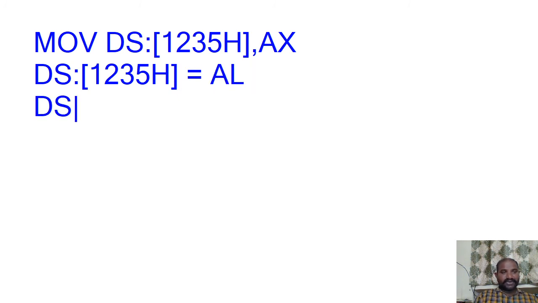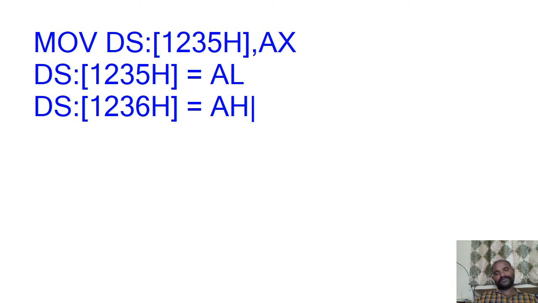But DS colon 1236H is holding the AH value. Now don't get confused right over here. Actually, the lower byte should always be stored in the even address, not in the odd address. It is not mandatory, but if you take the even offset address to hold the lower byte, then the execution speed is going to increase.